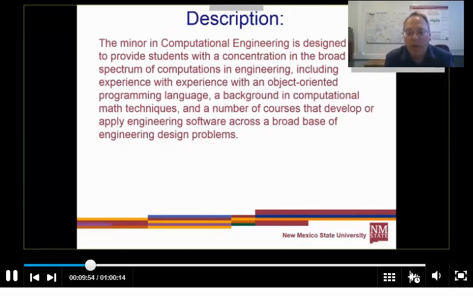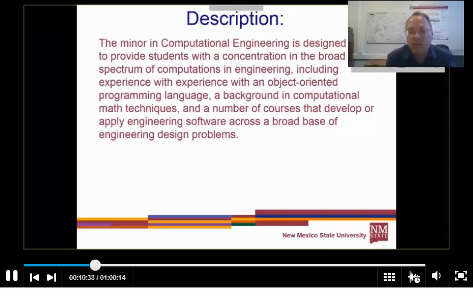So, okay. So our program just started within the last few months. We have a computational minor in computational engineering, and this is designed to provide students with the concentration in various skills related to computational science, including they have to take a course in object-oriented programming language, various numerical methods courses, and then various engineering software and design kind of problems.